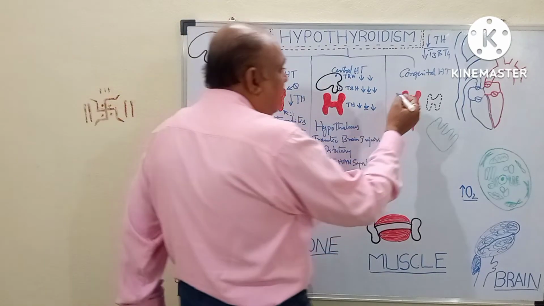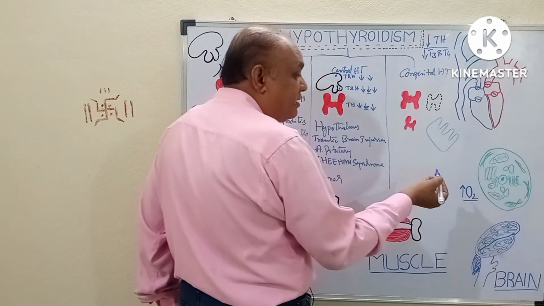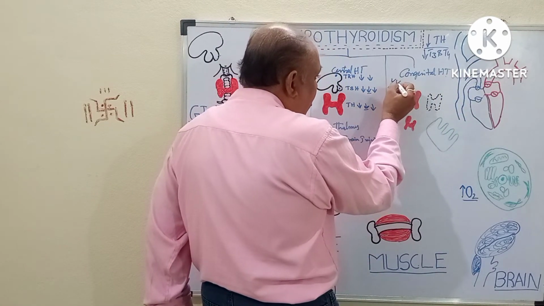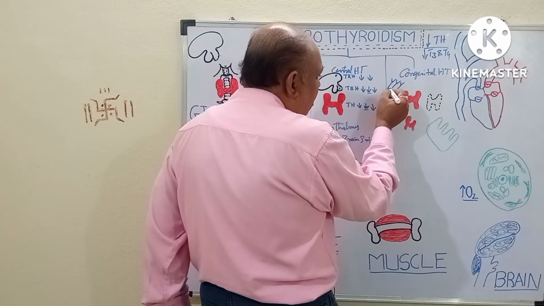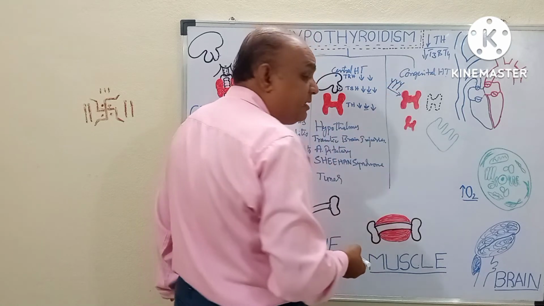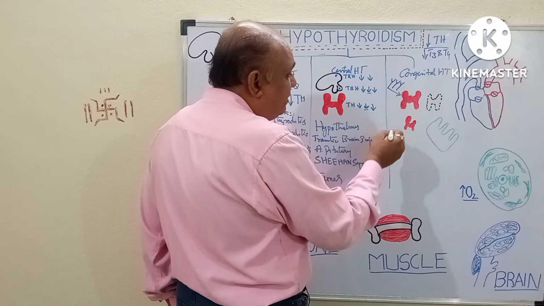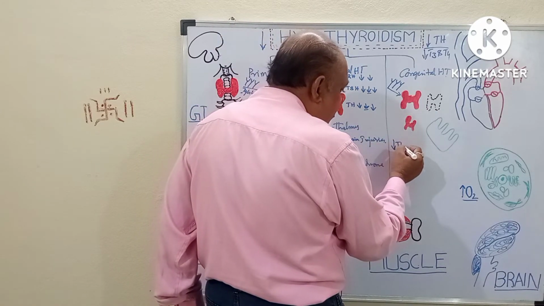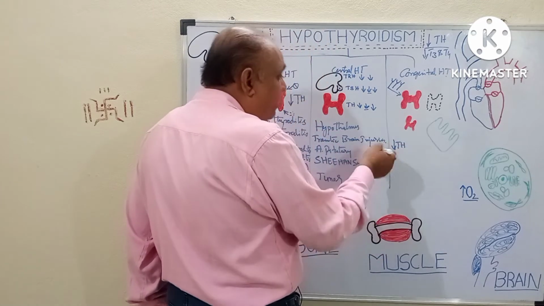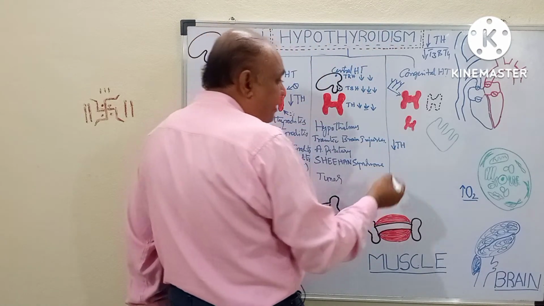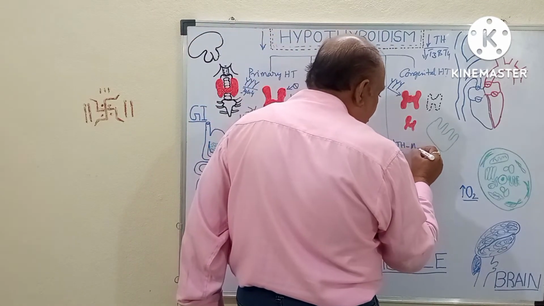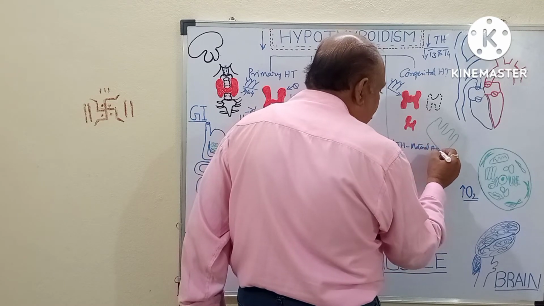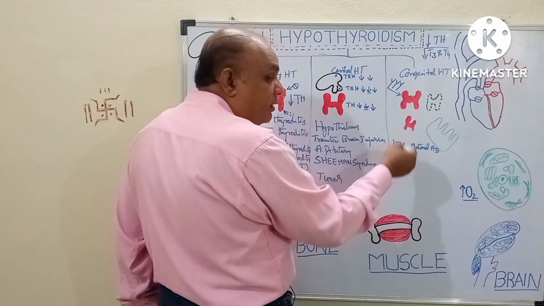Now, we see the last, congenital hypothyroidism, where maternal antibodies act against the thyroid gland of the baby, which leads to low secretion of thyroid hormone. That leads to hypothyroidism. Here, the maternal antibodies play a role in causing low thyroid hormones.